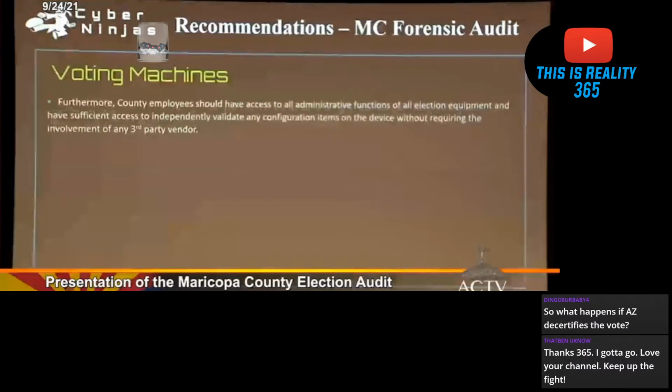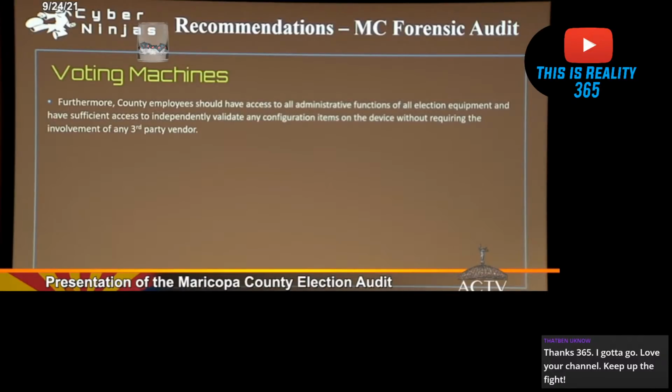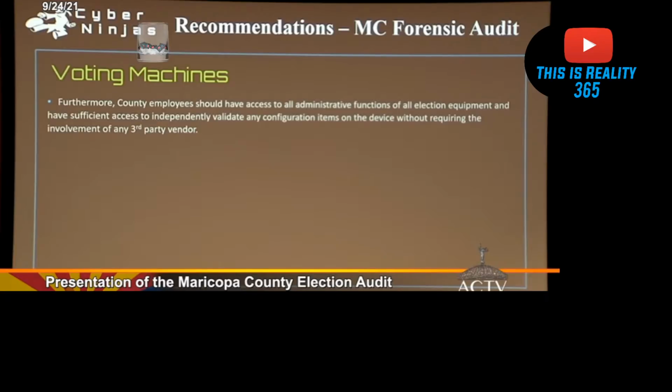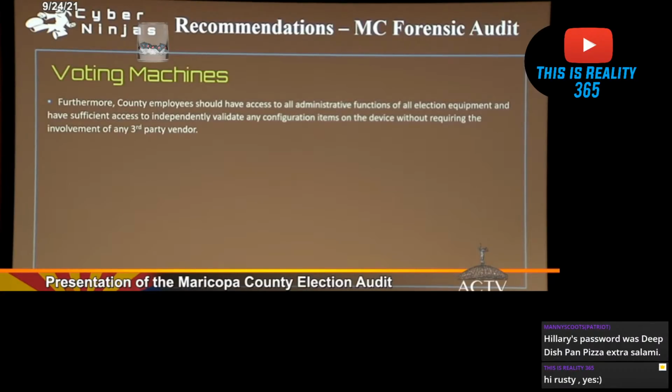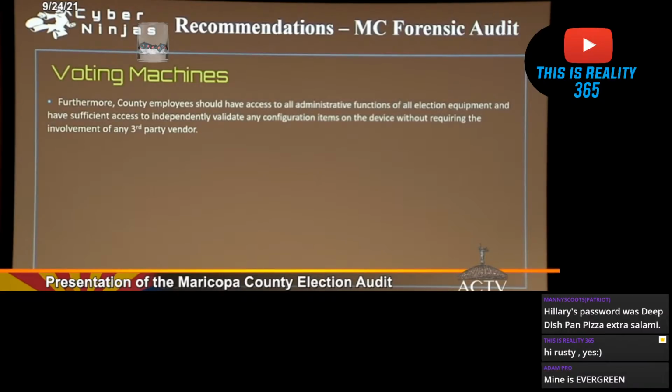From the voting machine standpoint, county employees should have all the administrative access on all election equipment sufficient to independently validate all configuration. The fact that Maricopa County said that they did not have the hardware tokens necessary in order to see if their election equipment was connected to the internet or not is extremely, extremely alarming. The accountability, the county needs to be able to hold vendors accountable.